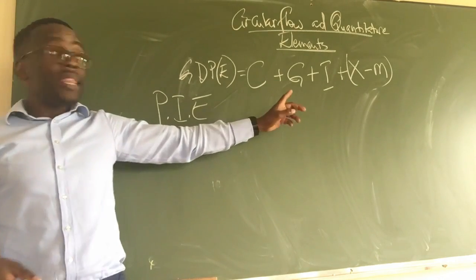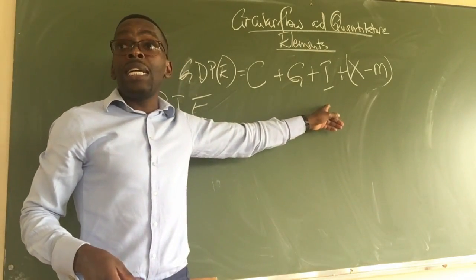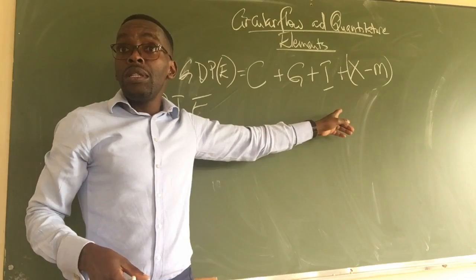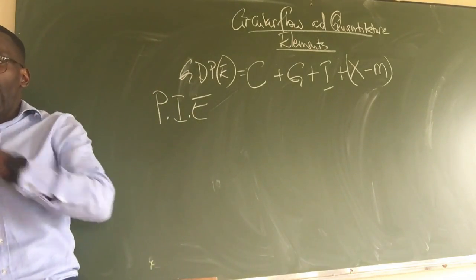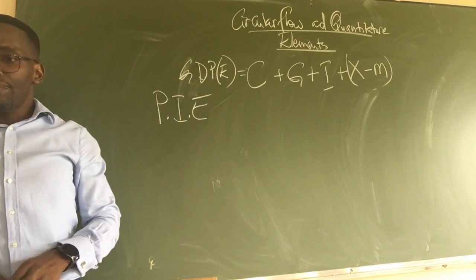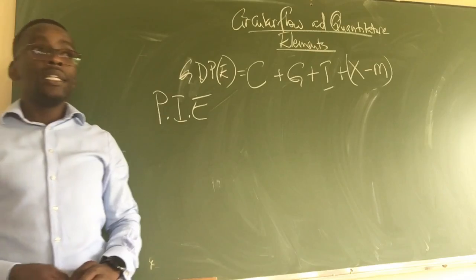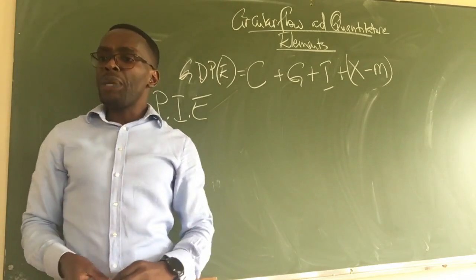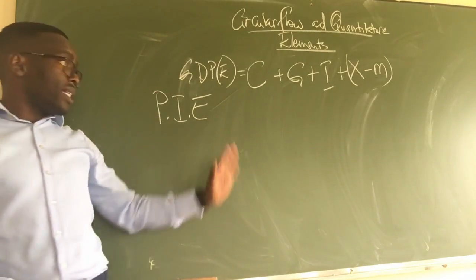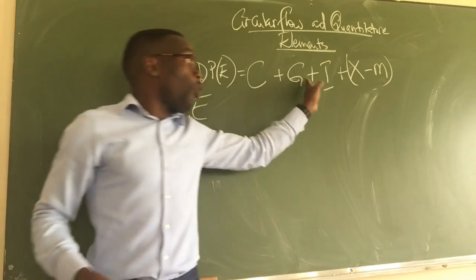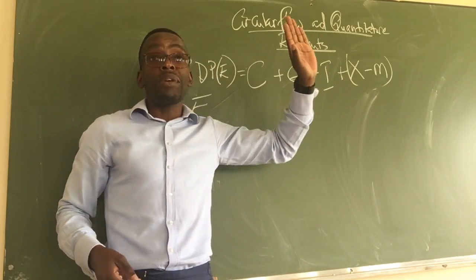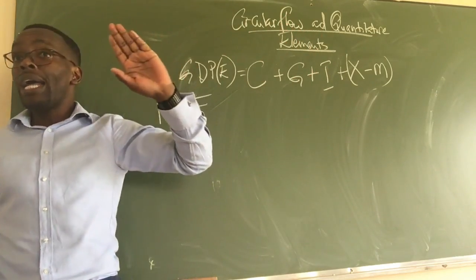Okay? And then our I, what does it stand for? Investment spending by local businesses. Yes, investment spending by local businesses. And then our G, government spending. Now, this is our GDP, and we are looking at the E. These are the components of our gross domestic product.